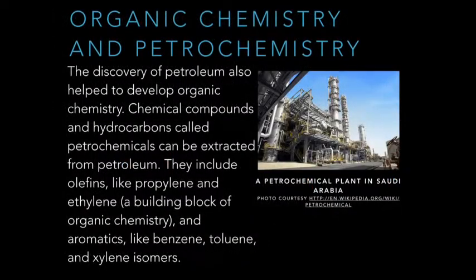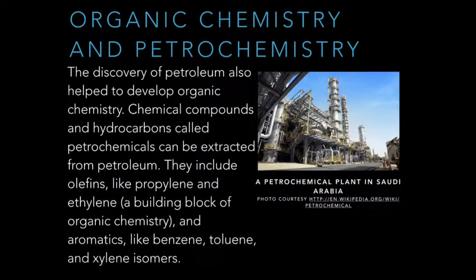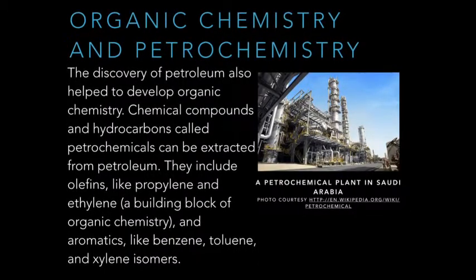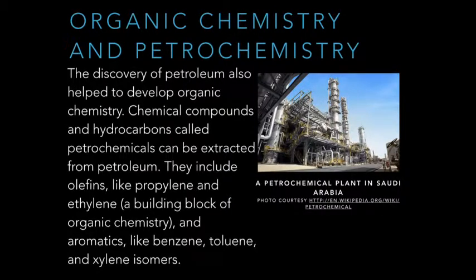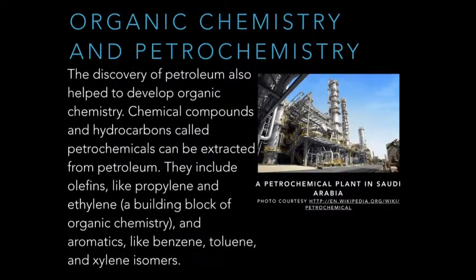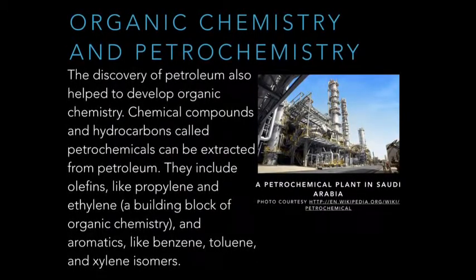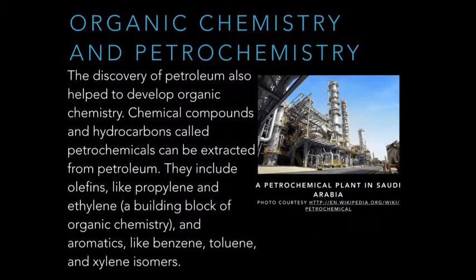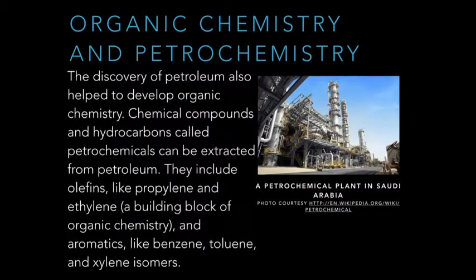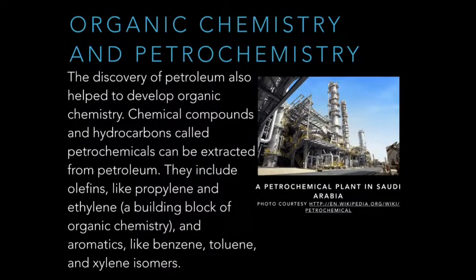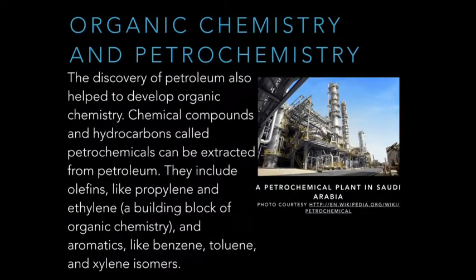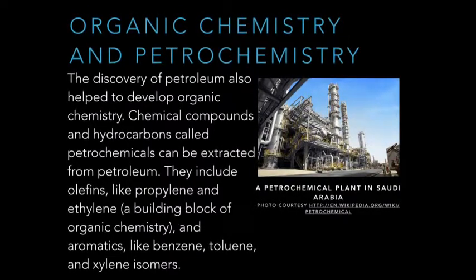Organic chemistry and petrochemistry. The discovery of petroleum also helped to develop organic chemistry. Chemical compounds and hydrocarbons called petrochemicals can be extracted from petroleum. They include olefins, like propylene and ethylene, a building block of organic chemistry, and aromatics, like benzene, toluene, and xylene isomers.